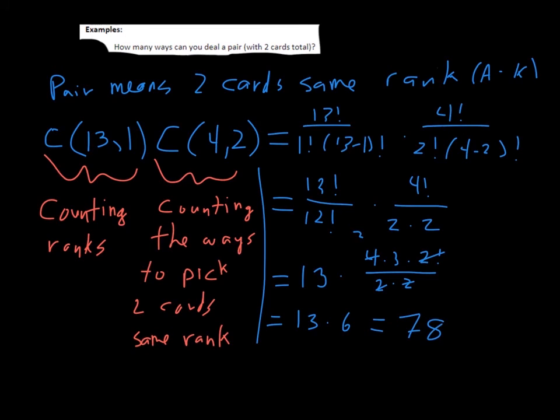So that means there are 78 ways that if you are dealt 2 cards, you'll get 2 cards that have the same rank, 78 ways. Now, I want to do the same problem, but see what happens if we do it with 5 cards total, which would be more typical of an actual poker hand. So how many ways can you deal a pair with 5 cards total?